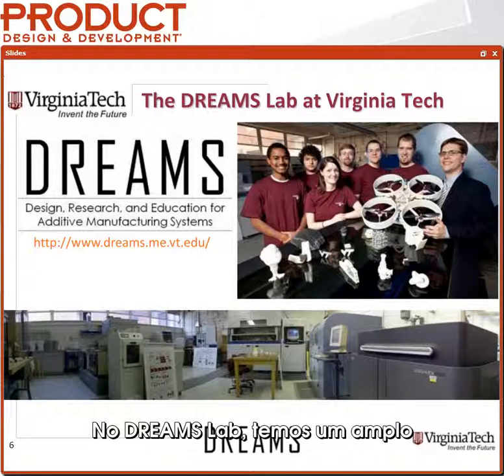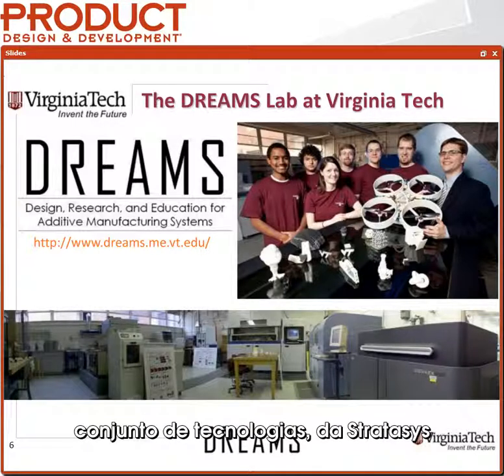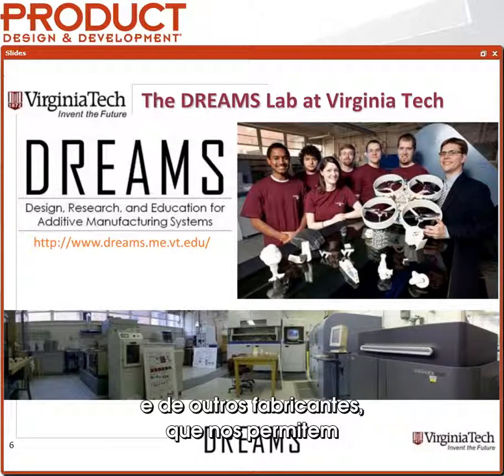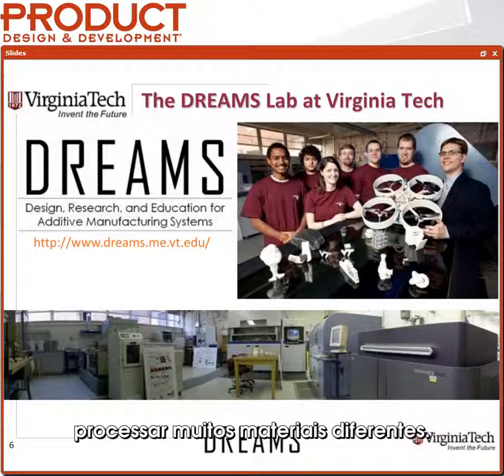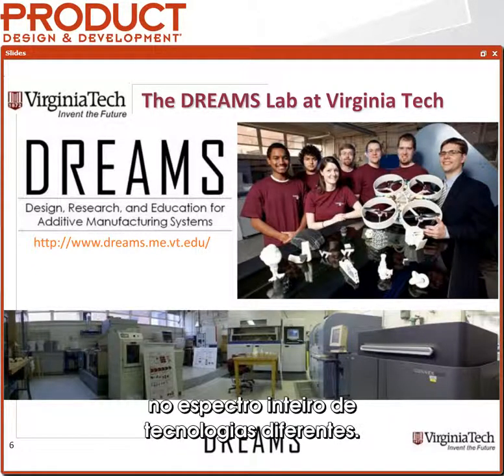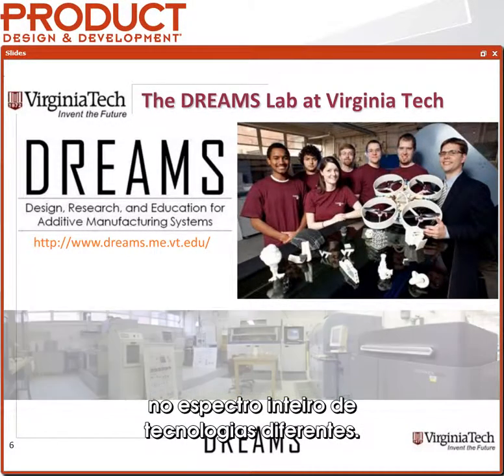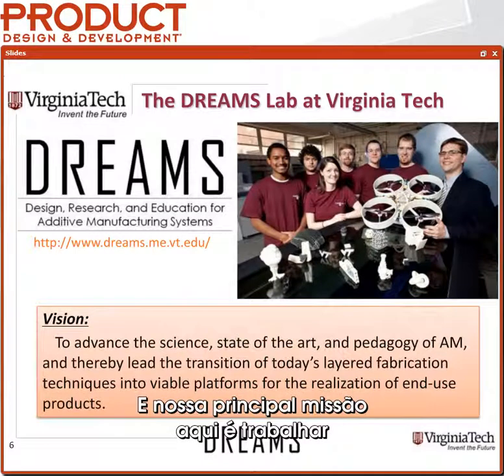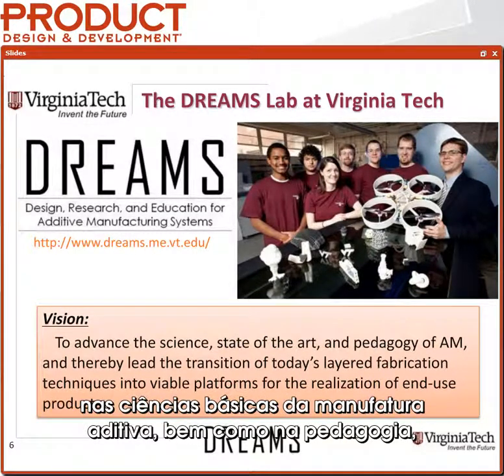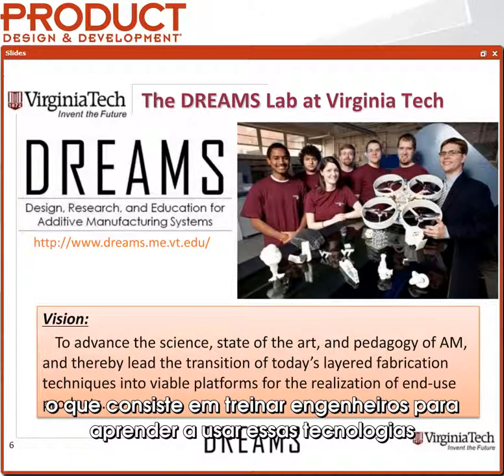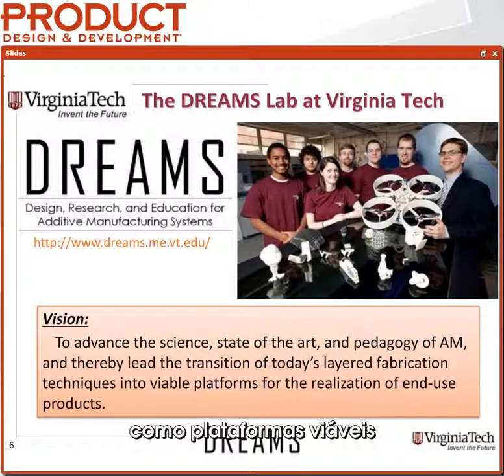And you can see in the Dreams Lab we have quite an array of technologies, both the Stratasys technologies as well as other additive manufacturing technologies that allow us to process lots of different materials. So we really work across the entire spectrum of the different technologies. And our key mission here is really to work on the basic sciences of additive as well as the pedagogy, which is all about training engineers to learn how to use these technologies to make them viable platforms for making real products.